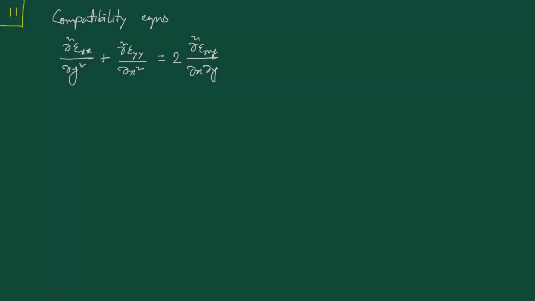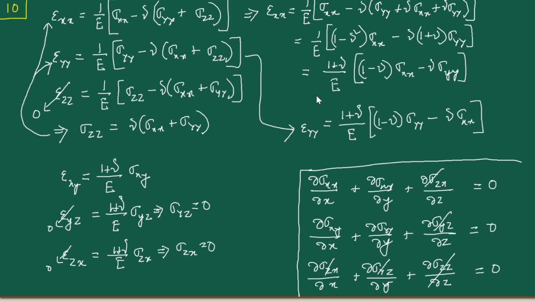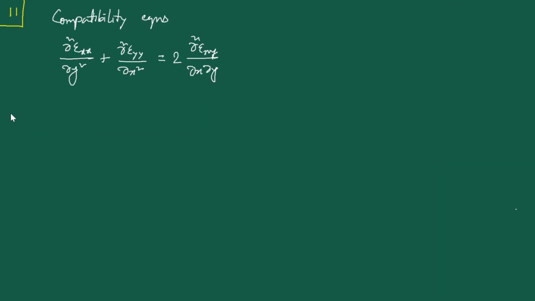Hello everyone. So we'll continue from exactly where we left off in the previous lecture. We were about to substitute the expressions of epsilon xx, epsilon yy and epsilon xy from the previous page, where we had obtained the simplified versions in terms of sigma xx and sigma yy after eliminating sigma zz using this relation. So we'll do that right away.